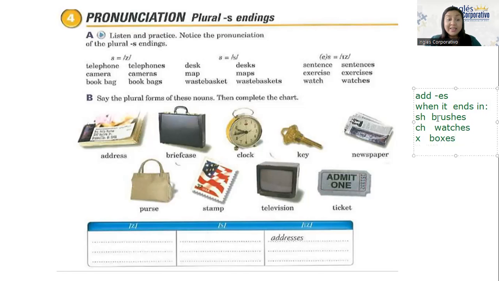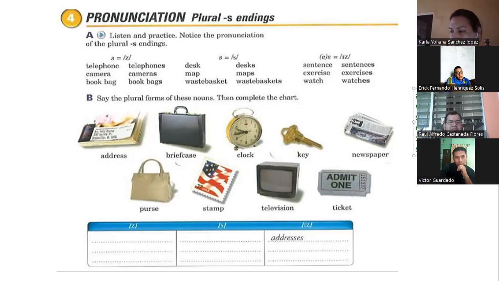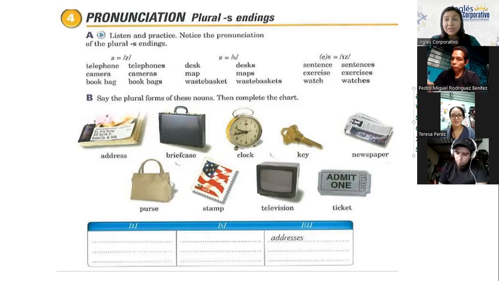O cuando termina en S. Porque no pueden ir tres S. Address, right? Addresses. Por ejemplo, dress. Ya tiene dos S, no le podemos poner otra. Entonces, para indicar el plural, sería dresses. ¿Ok? No sé si contesta su pregunta, Teresita. Sí, gracias. Ok, pero son en esos casos.